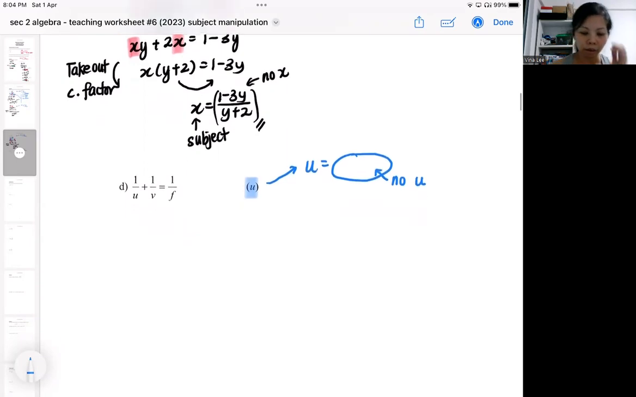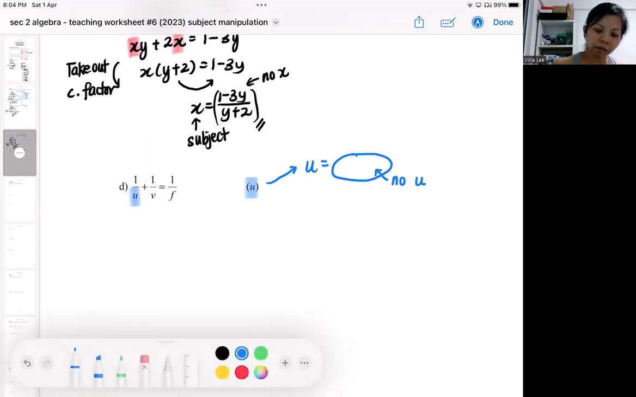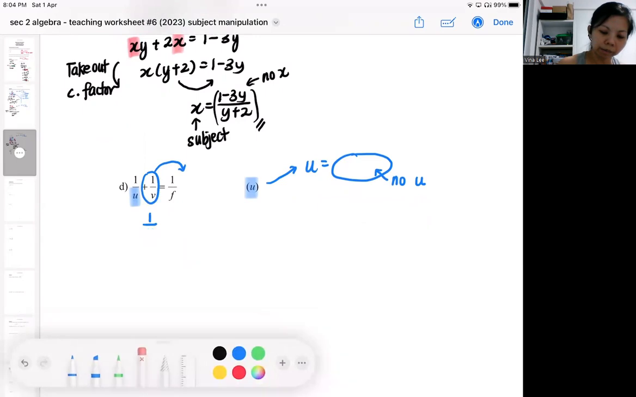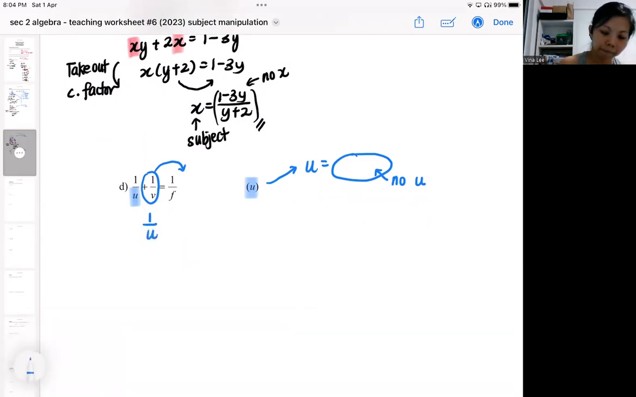Okay, so if you look, where is your subject? Here. And you will see a fraction that doesn't contain the subject. So this can be thrown over. So I'm going to throw over the fraction that doesn't contain U. And right now, I got a fraction minus fraction. So your fraction technique comes in again. You need to make same denominator so that you got a single fraction.